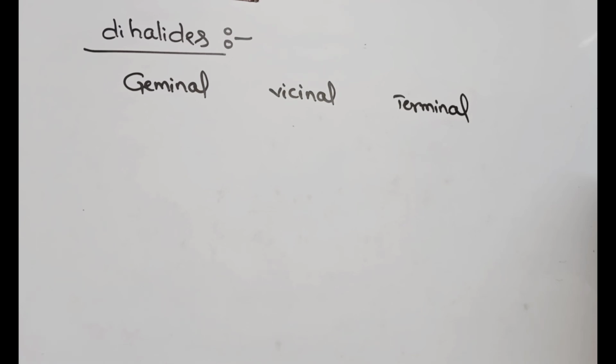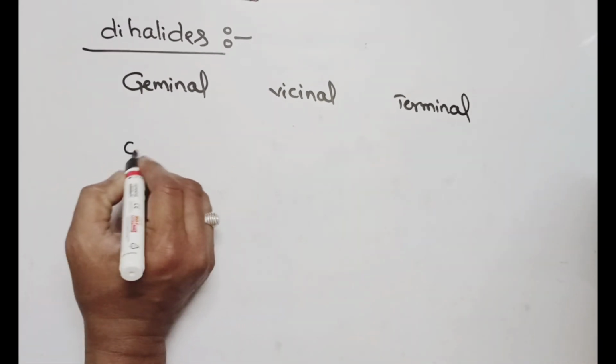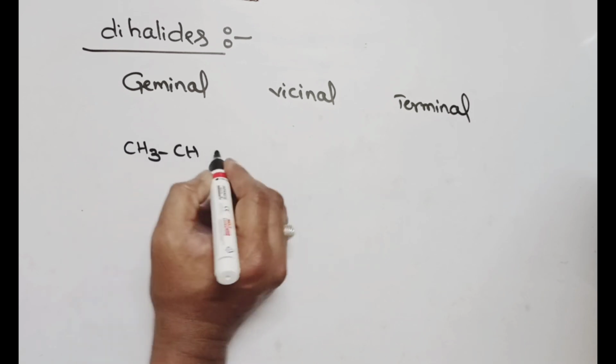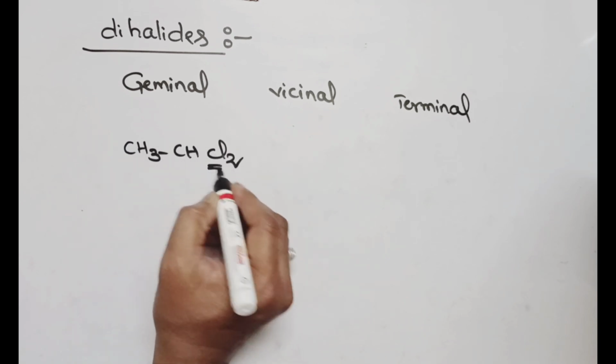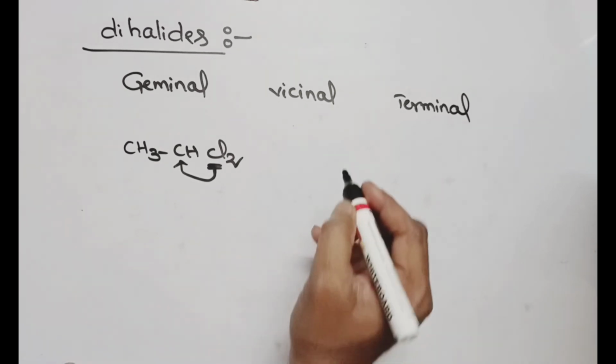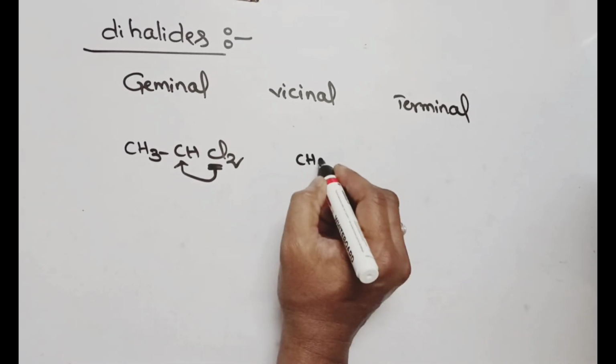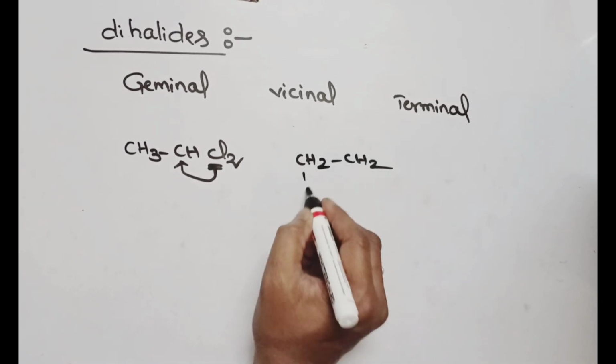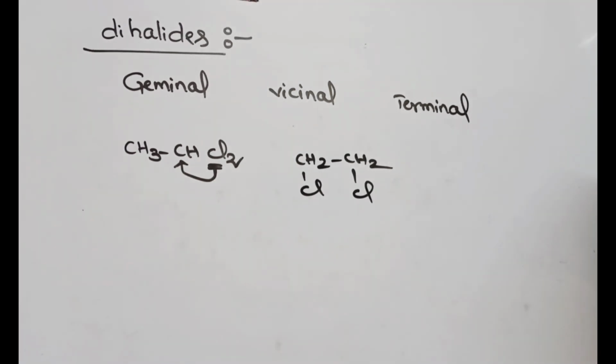In geminal dihalide, both the halogens are attached to the same carbon. Example, ethylidene chloride, CH3CHCl2. Both the halogen atoms are bound with the same carbon. That is known as a geminal dihalide. Then in vicinal dihalide, halogen atoms are attached to adjacent carbon atoms. For example, ethylene chloride. Both the halogen atoms are with the adjacent carbon atoms. That is known as a vicinal dihalide.